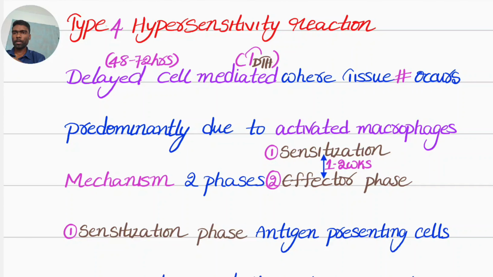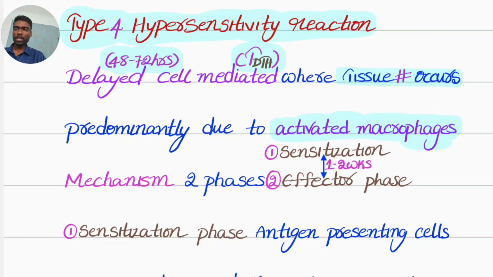Type 4 hypersensitivity reaction. It is entirely different from the remaining three hypersensitivity reactions, where they are immediate and humoral, antibody mediated. Here it is delayed. How much delayed? 2 to 3 days. Cell mediated. Which cell? T cell. It is given the name delayed type hypersensitivity T cell, where tissue damage occurs predominantly due to activated macrophages.